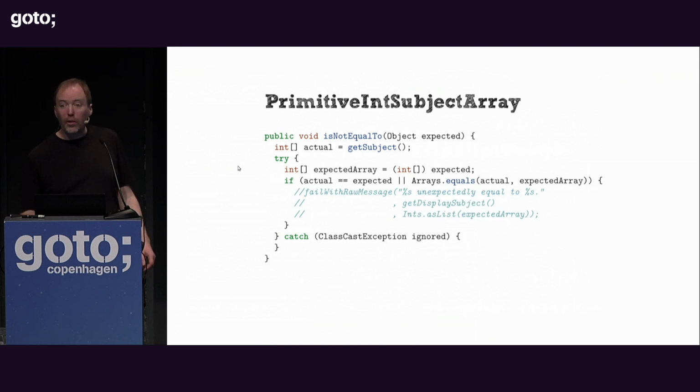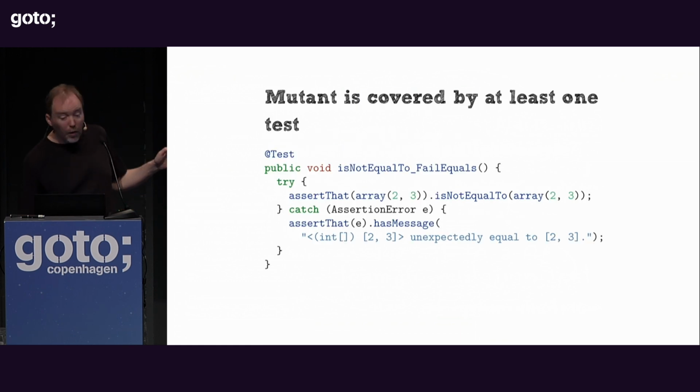So PIT took out this line of code. This is a line of code that actually throws the assertion, and no tests fail. So your assertion library doesn't have a test that confirms it actually throws assertions. This seems bad. Now, the mutant is covered by at least one test. This is a test I think was designed to cover that bit of code.